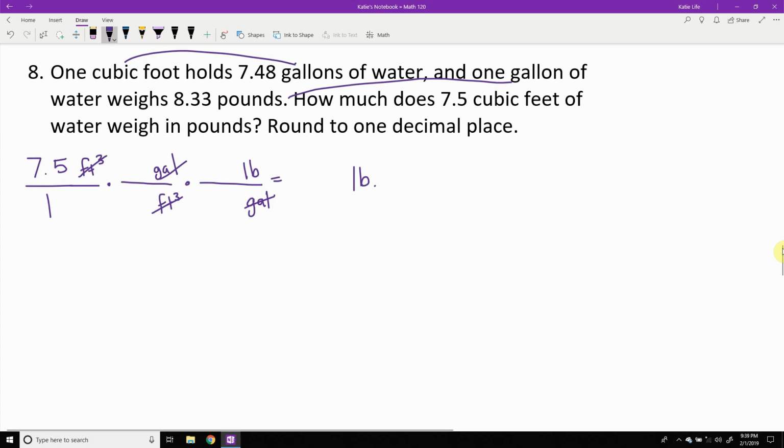So now I'm going to go back in and fill in the values. 1 cubic foot holds 7.48 gallons, and 1 gallon of water weighs 8.33 pounds. Now, conveniently, my denominators are 1, so when I multiply across numerators and across denominators, I don't have to worry about dividing at the end, right? Because divided by 1 isn't going to change anything. So I can just multiply across the numerators here, 7.5 times 7.48 times 8.33, and that's going to give me a total of 467.3 pounds.